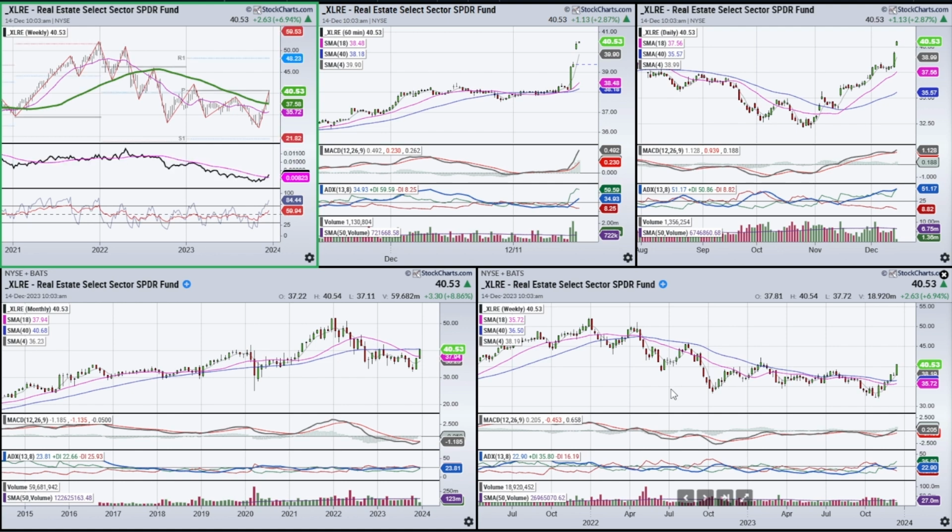Now, look at what's going on in real estate. Look at this break of the downtrend line. Look at the strength showing up. Now, this had a lot more damage. You see the overrun of zero on the monthly. So it's not that same pattern we were talking about in XLF.